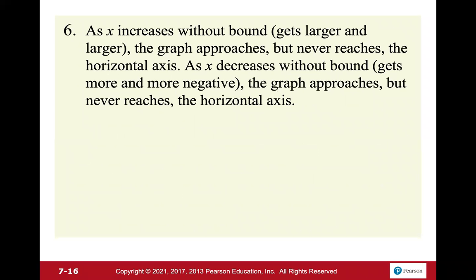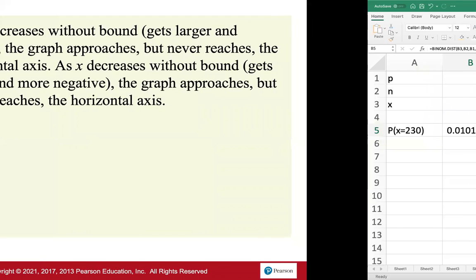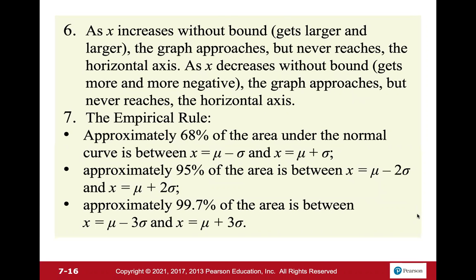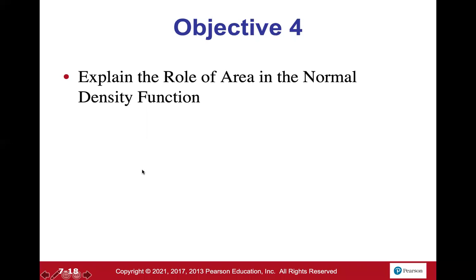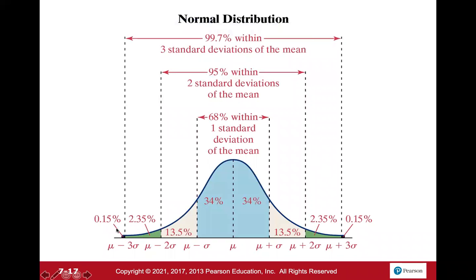Next, as x increases without bound, gets larger and larger, the graph approaches but never reaches the horizontal axis. And as x decreases without bound, the more and more negative you go, the graph approaches but never reaches the horizontal axis. Looking at this data right here, as we keep going further and further left, we get really, really close to that line, but we never touch it.